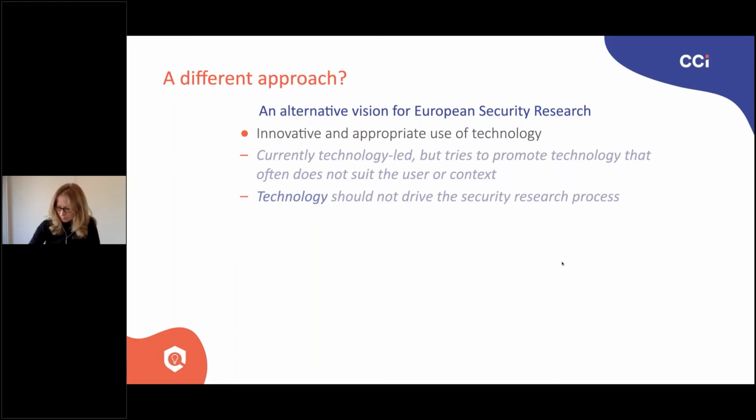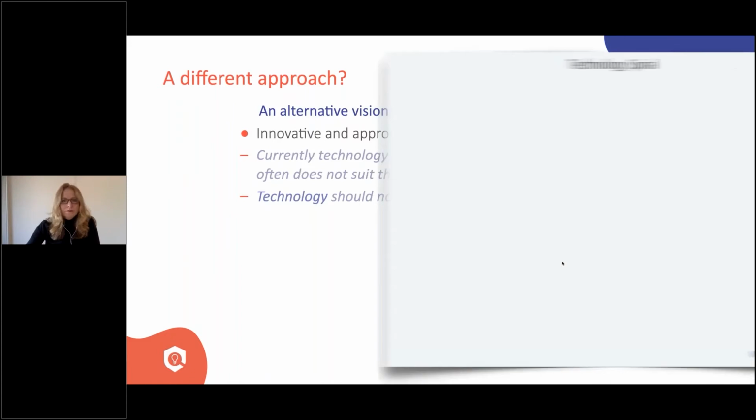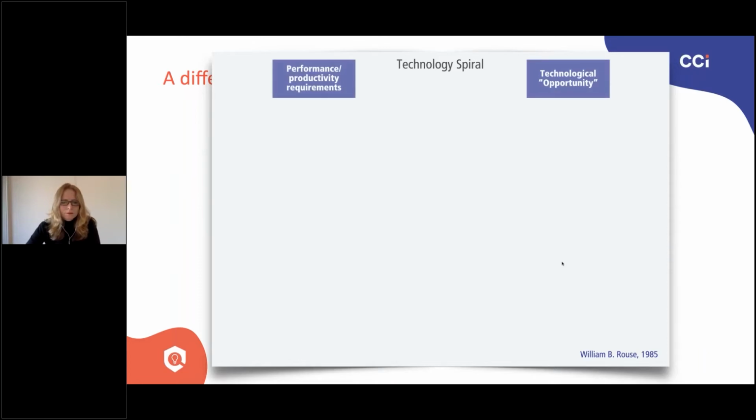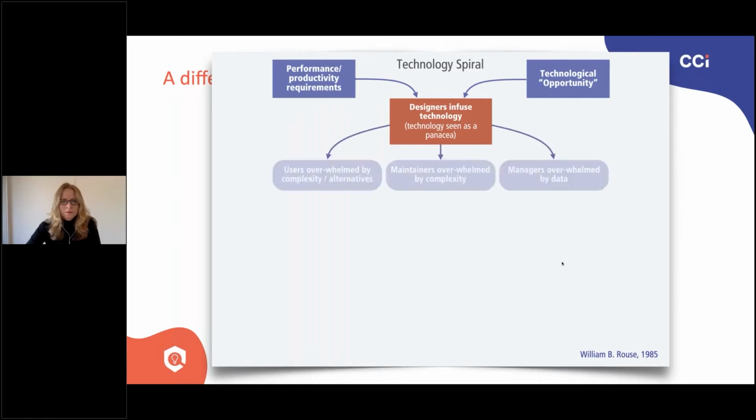There's a number of reasons for this, one of which is there's something called the technology spiral, which was identified some years ago. This is where you have a technological opportunity and there is some sort of performance or productivity requirement, and they are brought together, and the designers will then infuse technology. In some way, technology is seen as a panacea. And the result is that the users become overwhelmed by complexity and alternatives, the maintainers become overwhelmed by complexity, and managers are overwhelmed by data.